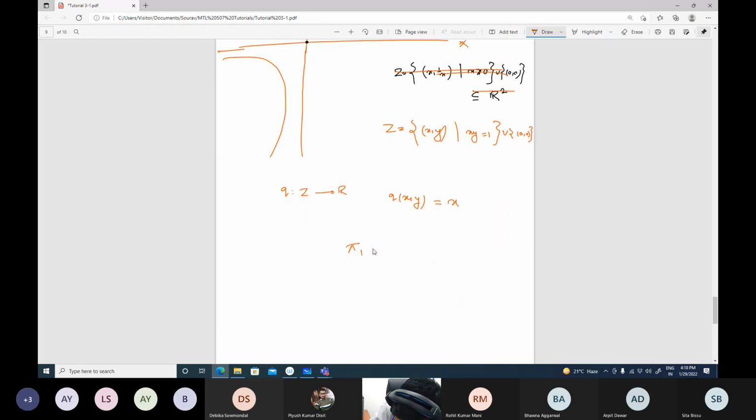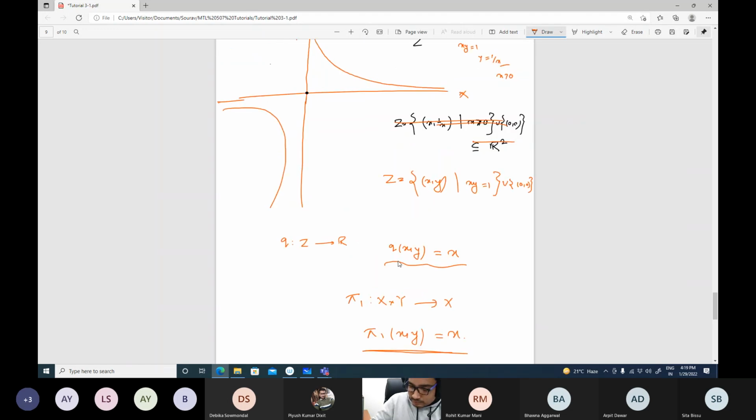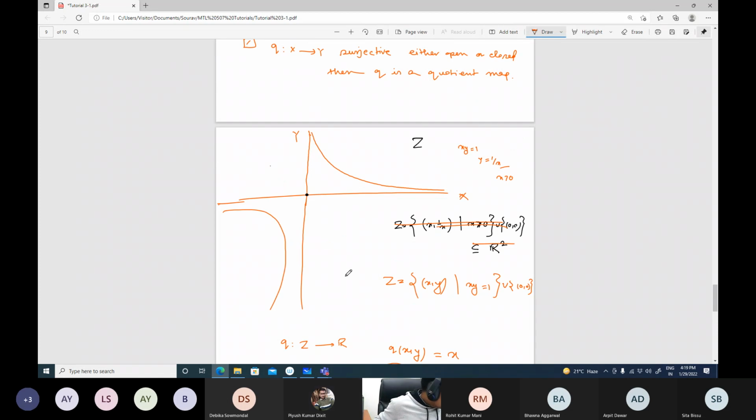You know the first projection map pi 1, defined by pi 1 (x, y) equal to x. Is it continuous? Yes, sir. q(x, y) equal to x is continuous by sequential characterization. Yes, this map is continuous always. If you have not learned already, then sir will teach you this. This is called the first projection. So for the moment this map is continuous, right? This map is also surjective. Yes, but this map is not a quotient map.